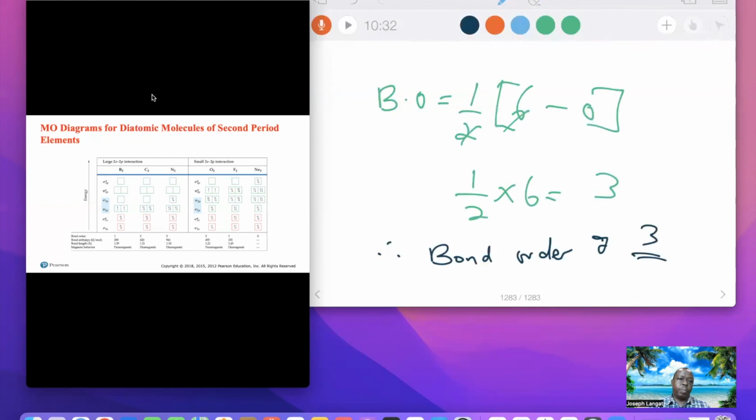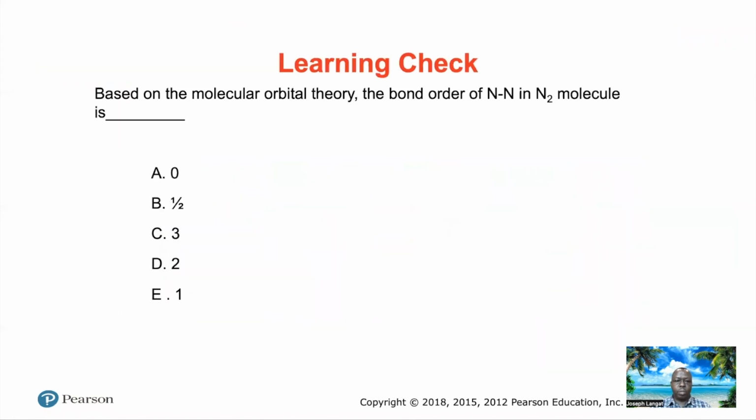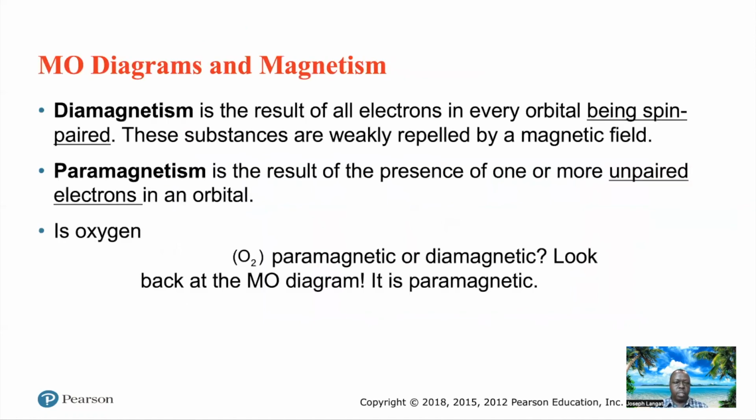Zero antibonding because we don't have antibonding electrons in the star. Electrons in the star stand for antibonding. If we had electrons here, we would subtract that. So the correct answer is D.